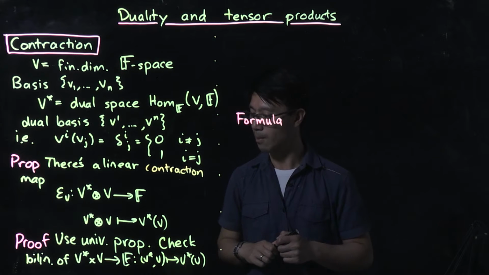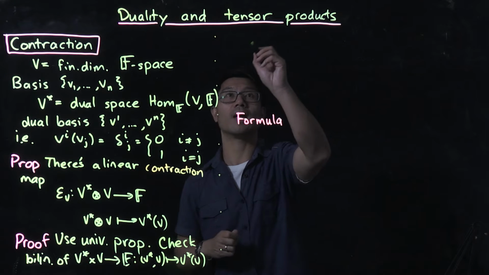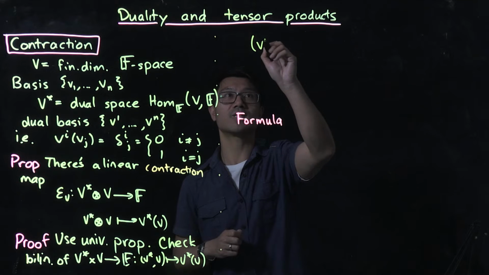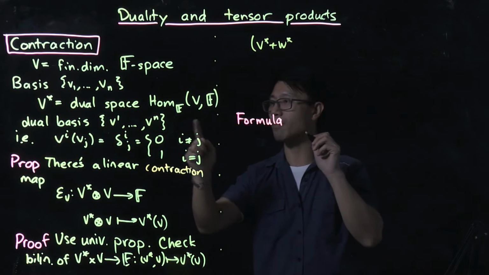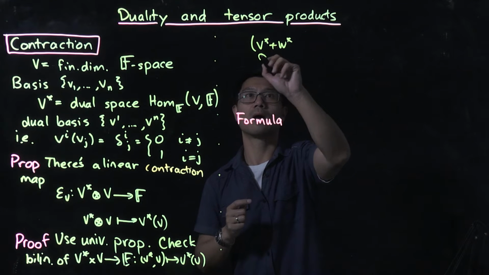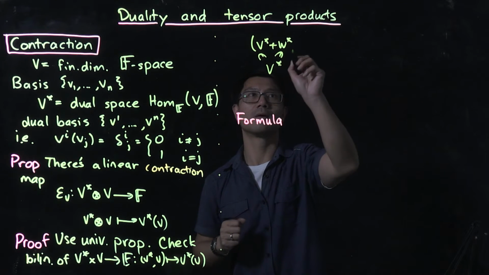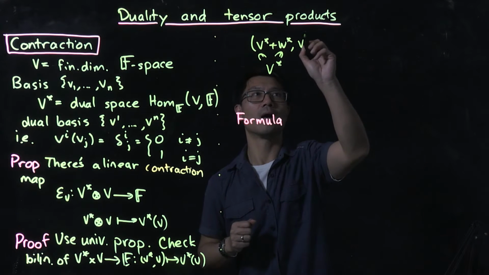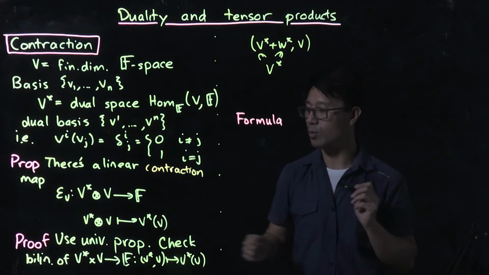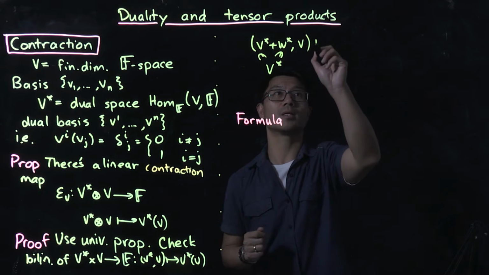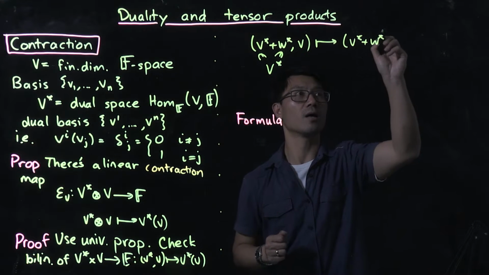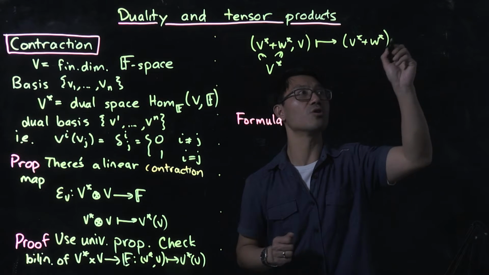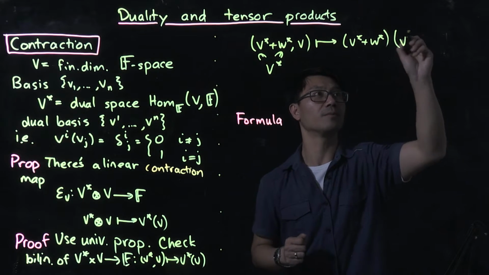Let's suppose we look at, instead of just V star, V star plus W star. So we now have two elements inside this V star. We look at this pair here, and want to see where it gets mapped to. It gets mapped to V star plus W star, this linear functional, and then you evaluate it at V.